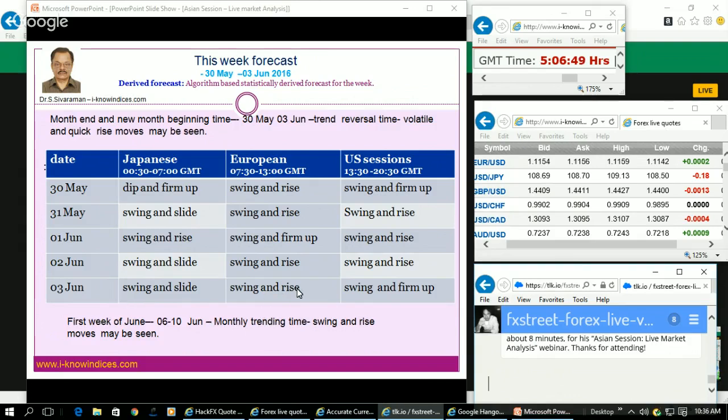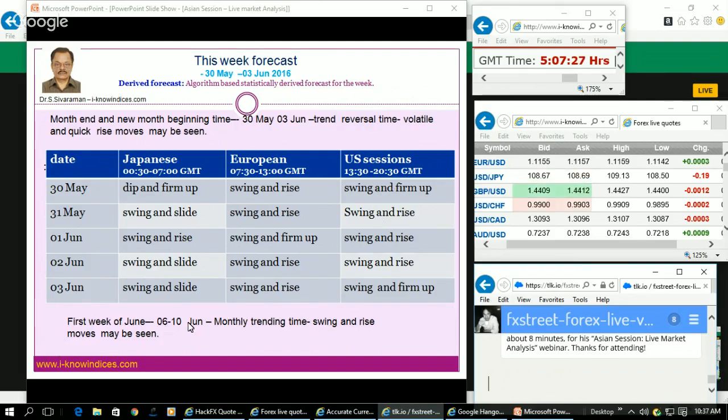Now they are expected to make the swing and rise during the European and firm up during the US session. So whenever you come across the swing, it will be either way moves. Initially they will make either way moves, and they are expected to make a rise after the non-farm payroll release by 12:30 GMT. Then subsequently they are expected to make again swing from 13:30 GMT up to 14:30, and then start firming up from the late US session.